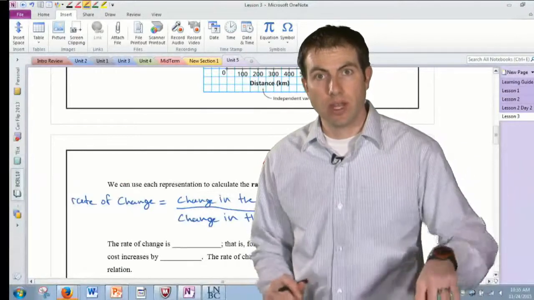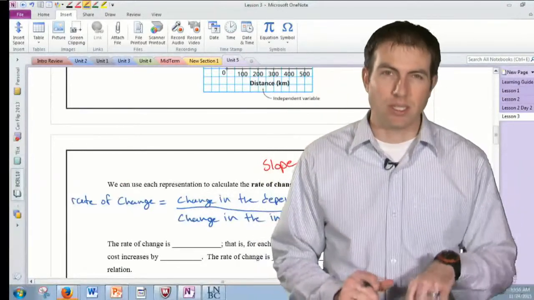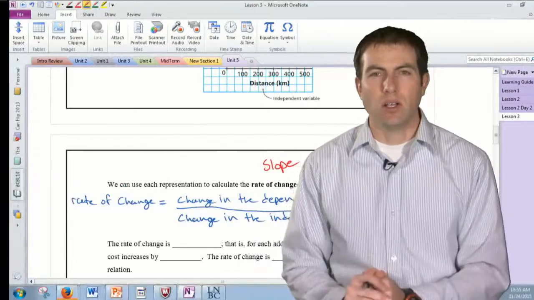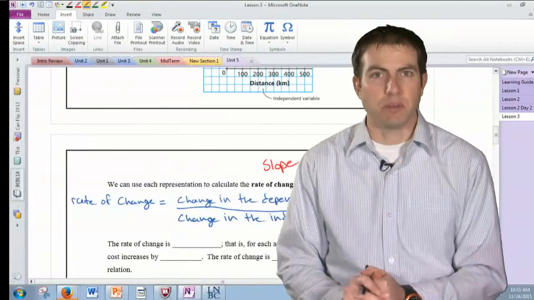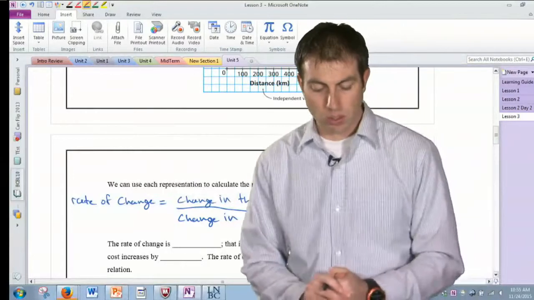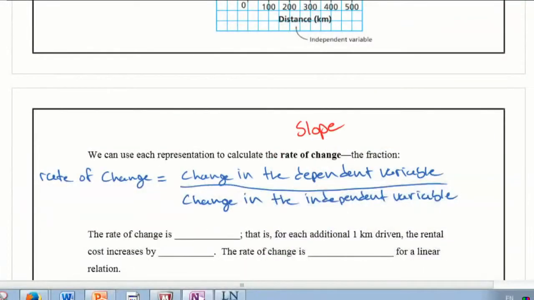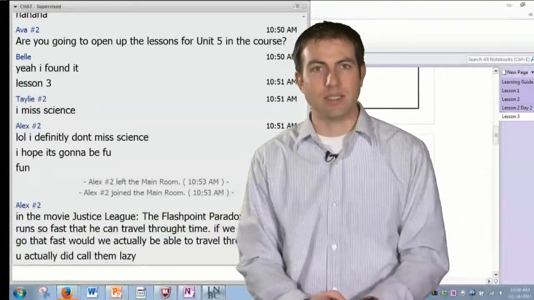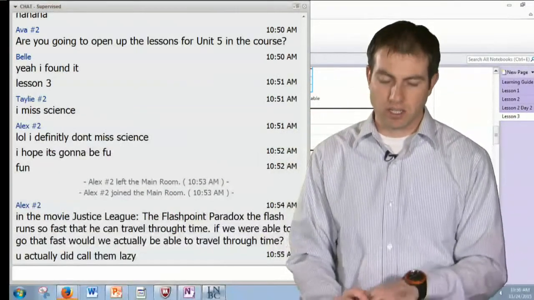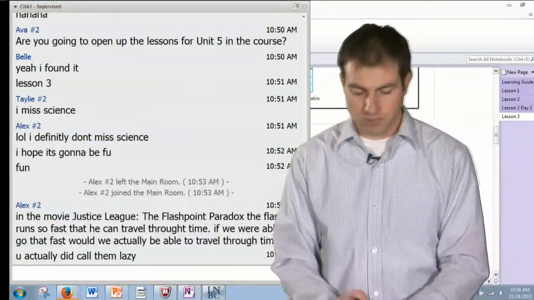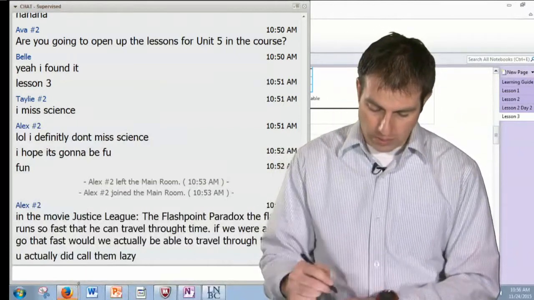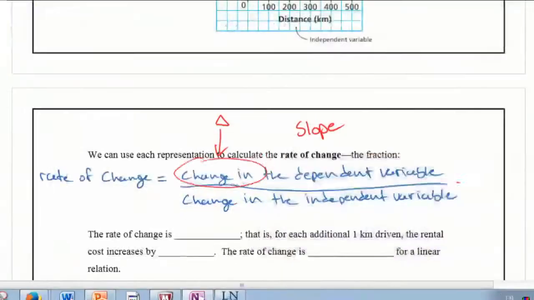There's lots of other ways we can write this, and I think I mentioned this last day, mathematicians like to use abbreviations and shorthand stuff. When we use the word change, we can represent that with a triangle, which seems really weird. I did call them lazy, Alex. All right, mathematicians are lazy. And instead of writing change, they just draw a triangle. So I can also write this whole rate of change thing as this.